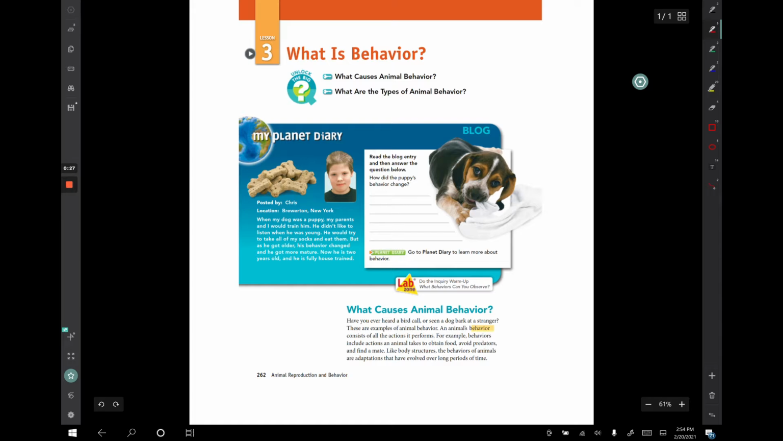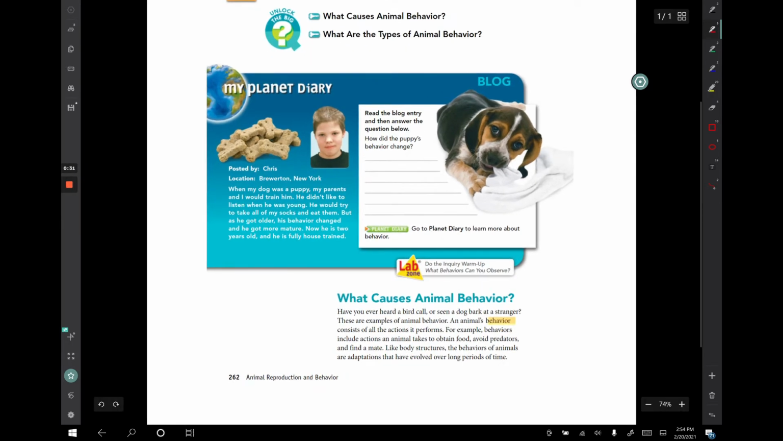So let's first of all just look on page 262 and identify that an animal's behavior consists of all the actions that it performs. So everything that it does, all of its actions, are its behavior. Those behaviors might include what it needs to do in order to obtain food, in order to avoid predators, or what it needs to do in order to find a mate.